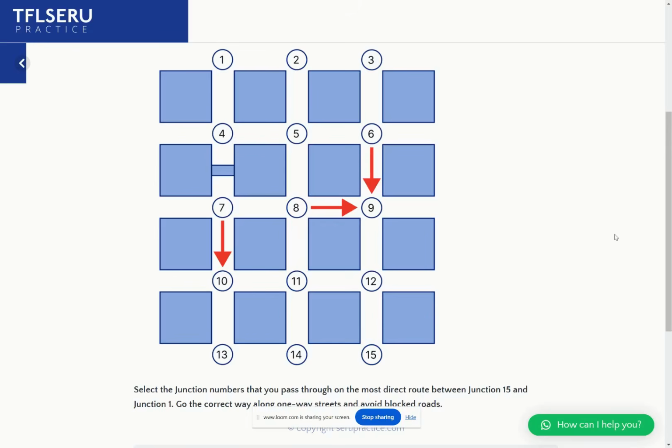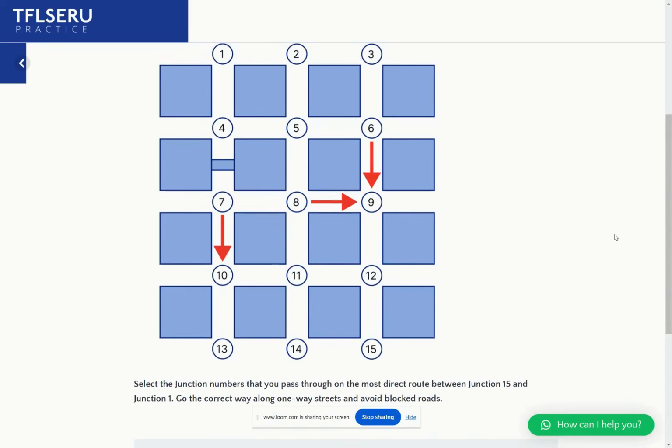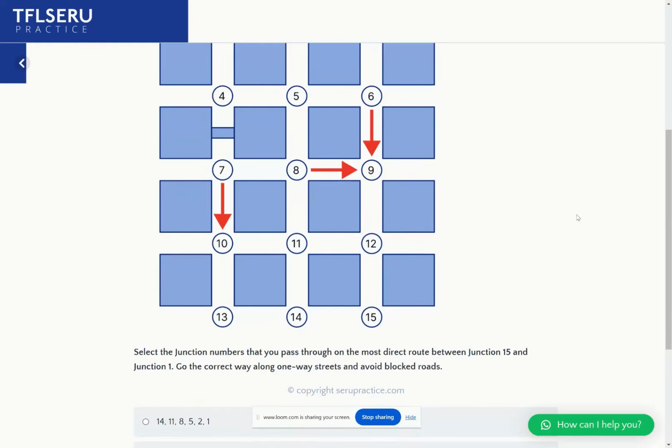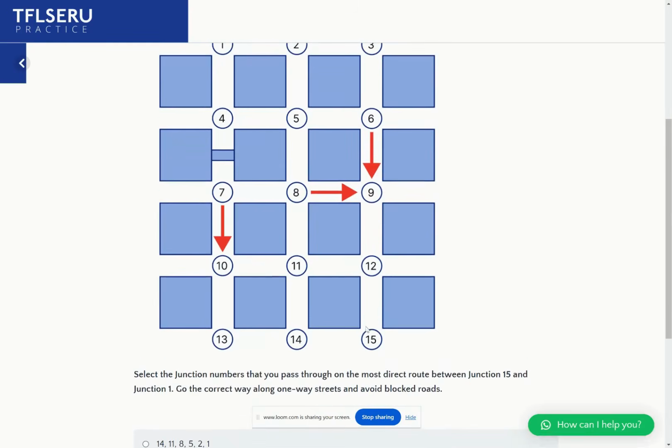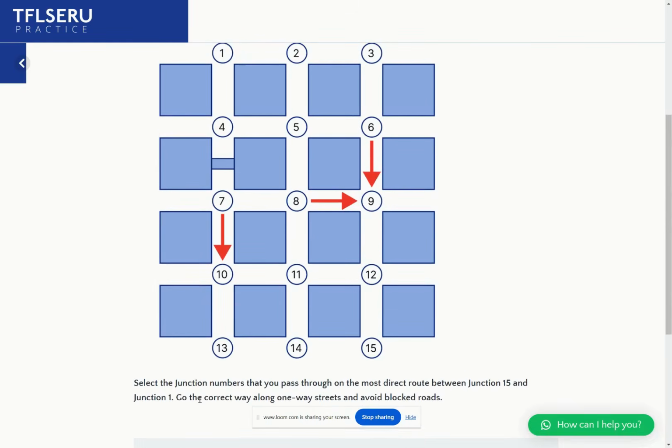Let's take a look at another example of a compass-based question, one that is slightly more challenging. In this question, you're being asked, based on the diagram, to select the junction numbers that you would pass through on the most direct route between junction 15 and junction 1, and you're told to go the correct way along one-way streets and avoid blocked roads. So, for example, here you can see this is a blocked road, and these arrows indicate one-way streets to which we shouldn't travel in the opposite direction.